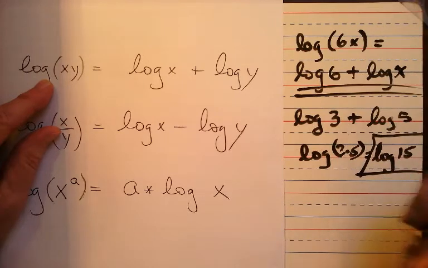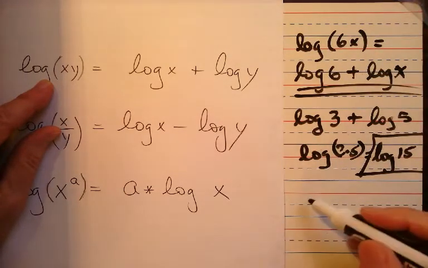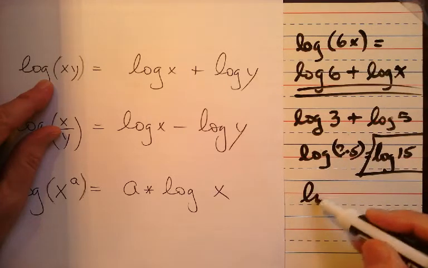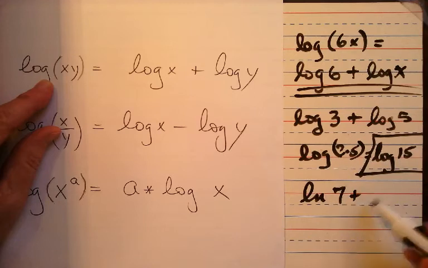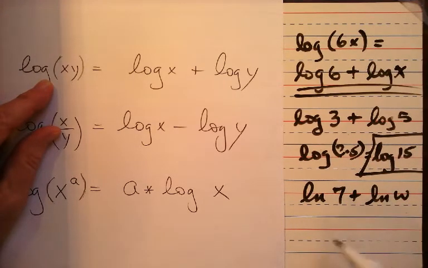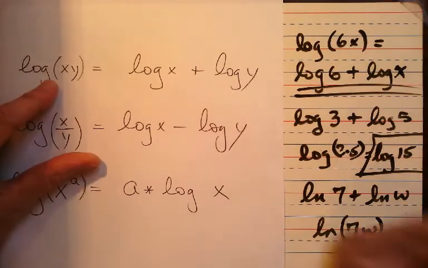Now, it works on every logarithm. So if I had natural log, it wouldn't change a bit. Natural log of 7 plus natural log of w. Well, that would just be the same thing as saying natural log of 7w. Right? That's what we're doing. That's all there is to it. Now, that's the first one. Let's do the second one.